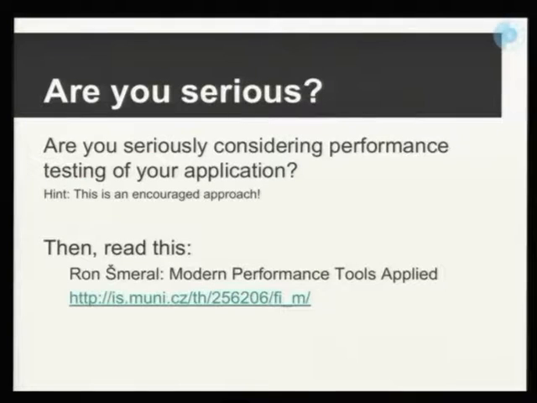So the next one. If you are serious about performance testing, and the hint here would be that this is the encouraged approach, I would recommend reading the diploma thesis here. It's done by one of our colleagues. It compares current performance tools, including Apache JMeter, Faban, Gatling, and PerfCake, for you to be able to see how we stand with PerfCake in, let's say, an objective way. So that's it.